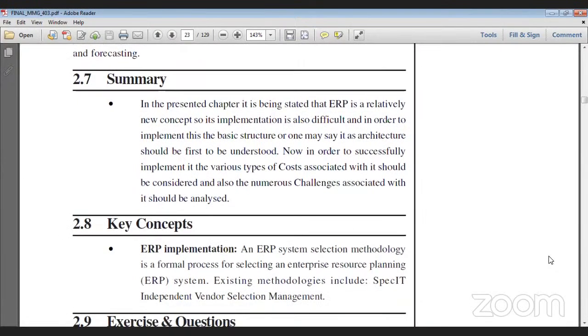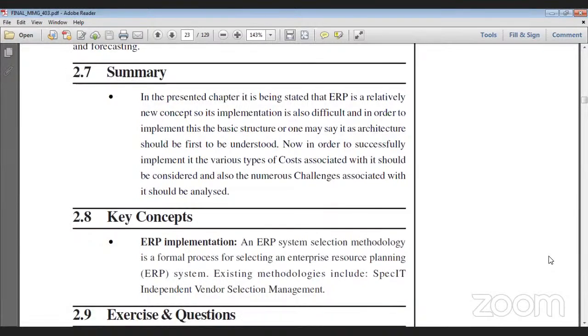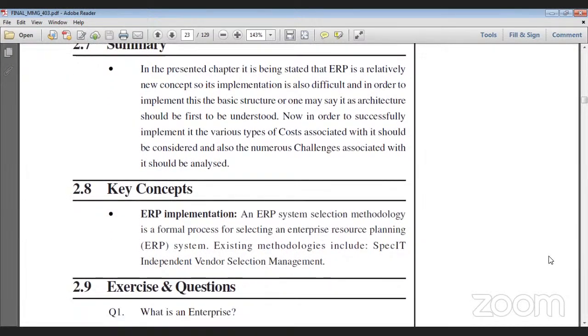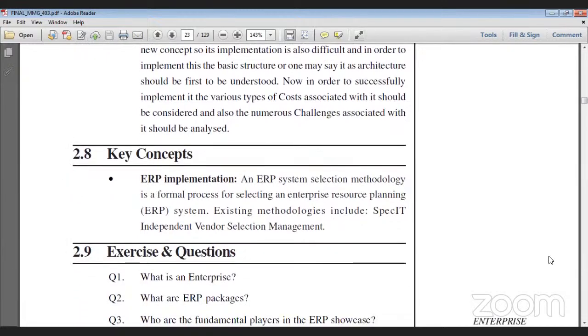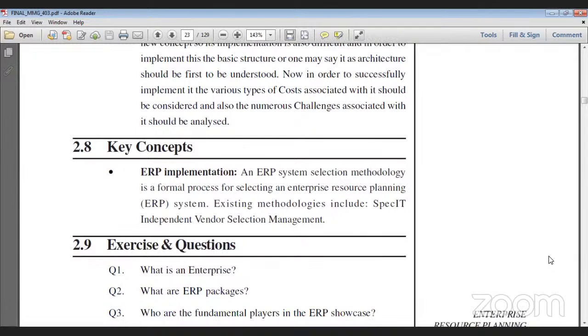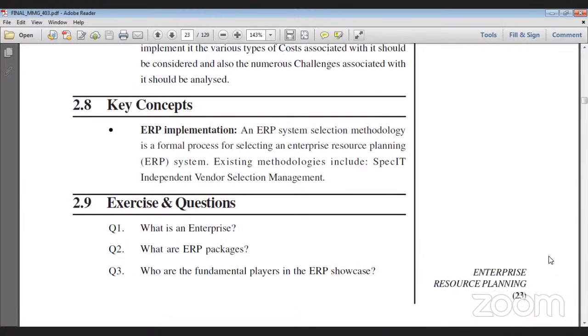Then second is, this is the only concept here. There are also some exercises and questions. What is enterprise? What are the ERP packages? Who are the fundamental players in the ERP showcase? So these are some exercises and questions.